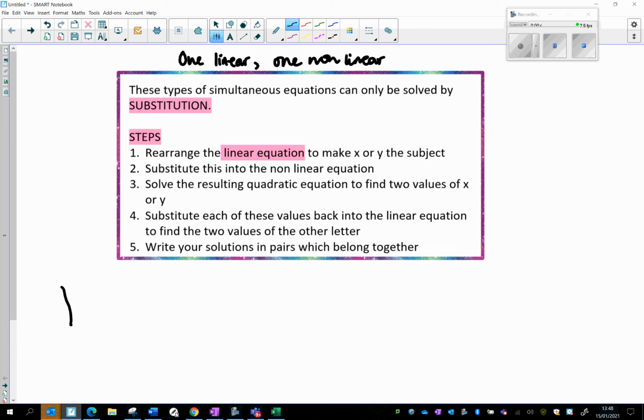That will give you either x or y, and once you've got either x or y, you then substitute back into, and the easiest one to substitute it back into is the equation that you got at stage one, the rearranged linear equation. And you can then carry on and find the other letter. When you give your solutions, make sure that you pair up the values of x and y which go together.